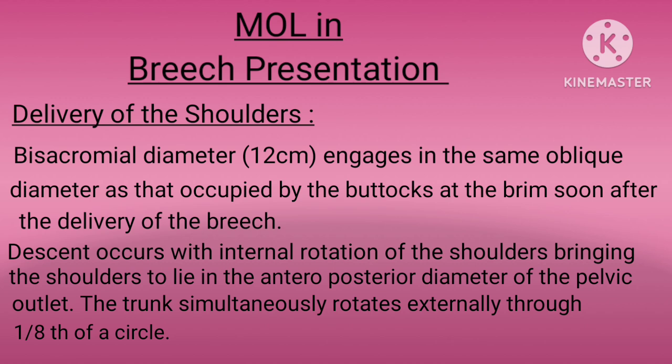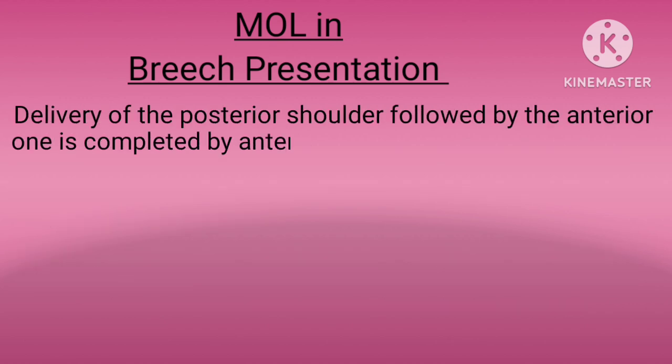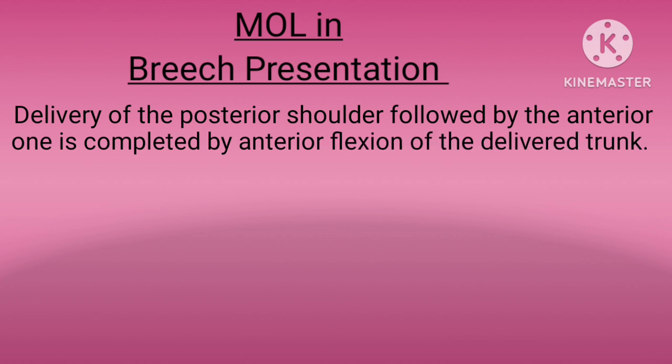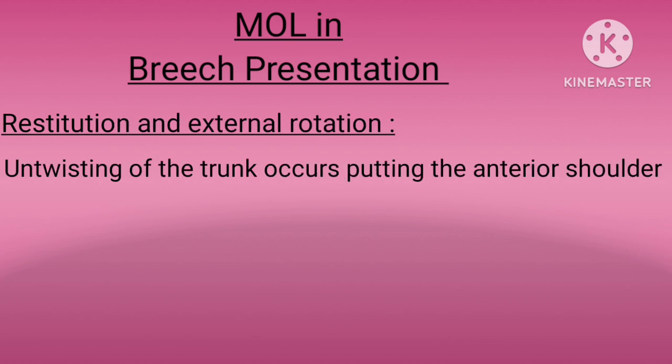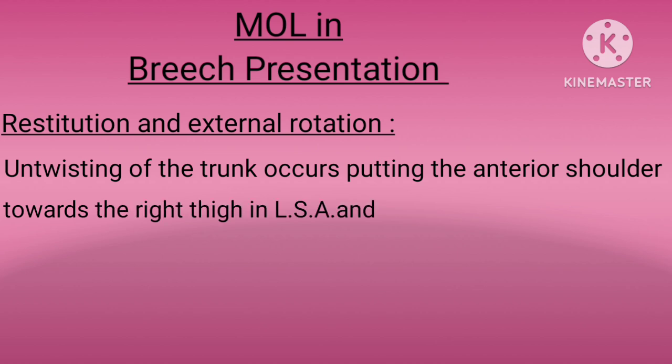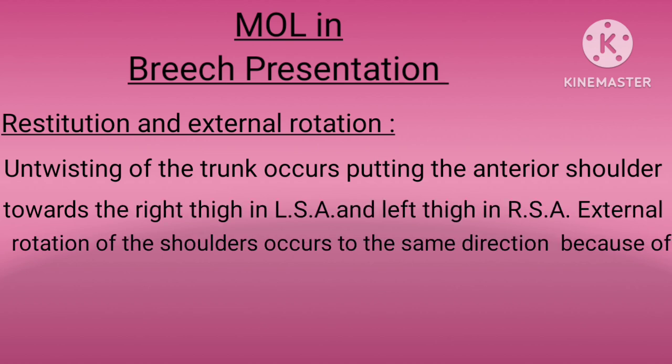The delivery of the posterior shoulder, followed by the anterior one, is completed by anterior flexion of the delivered trunk. Next is restitution and external rotation. Untwisting of the trunk occurs, putting the anterior shoulder toward the right thigh in LSA. LSA means left sacrum anterior.